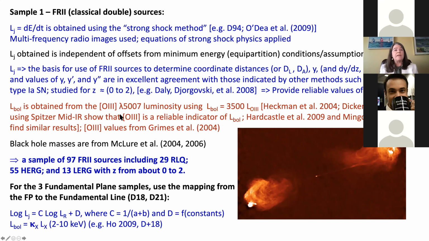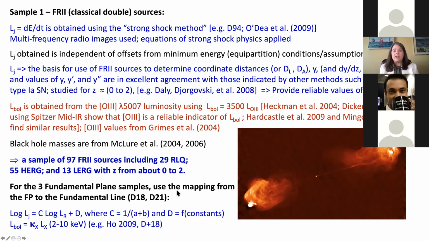I'll skip the methods of obtaining the bolometric luminosity and the black hole mass, but for the FR2 sources that have all three quantities, there are 97 sources in the sample I'll be showing you. And then there were 3 added later. So some results have 97, some have 100.